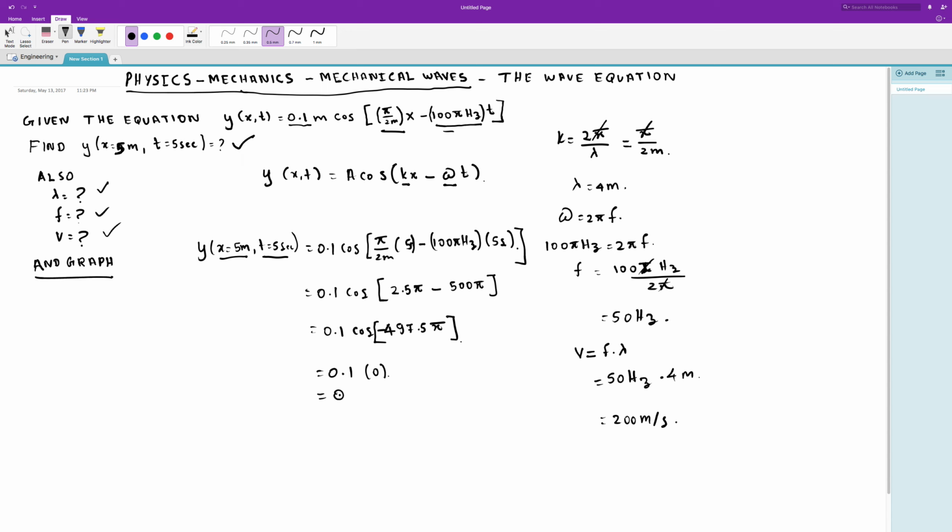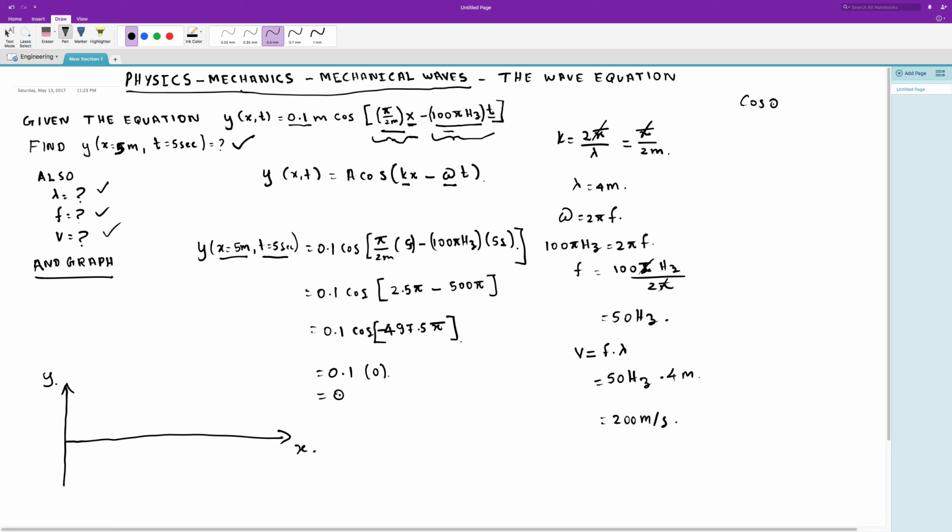Now we have to draw the graph. To find the graph, we have to find the initial location. So let's say this is x, this is y. To find the initial location, I can plug in x equal to 0 and time equal to 0. When x is equal to 0, this whole thing will become 0. When the time is equal to 0, this whole thing will become 0. Then 0 minus 0 is 0. Cos 0 is equal to 1. So this is going to be 0.1 multiplied by 1, that's 0.1. So at 0, this is going to be 0.1 meter. And here is going to be negative 0.1 meter. And this is the height.